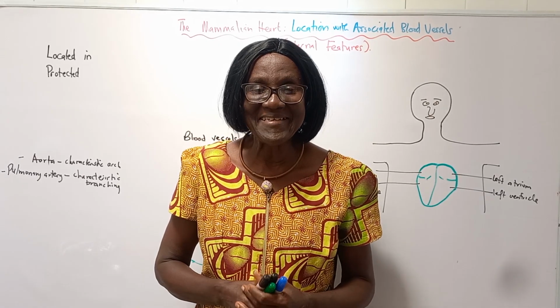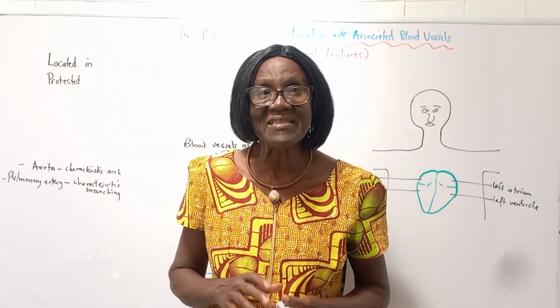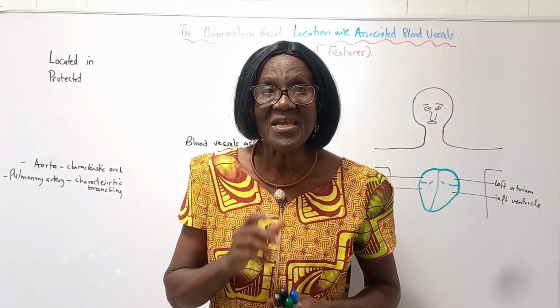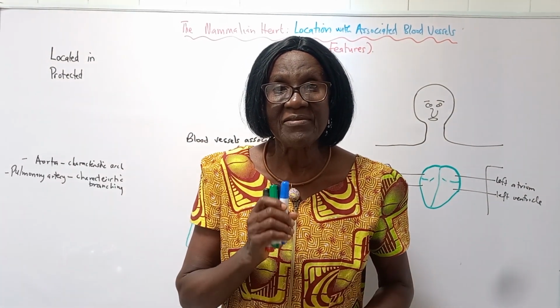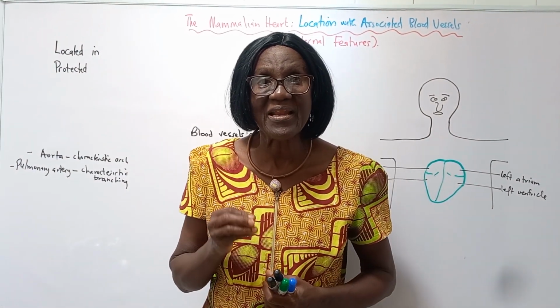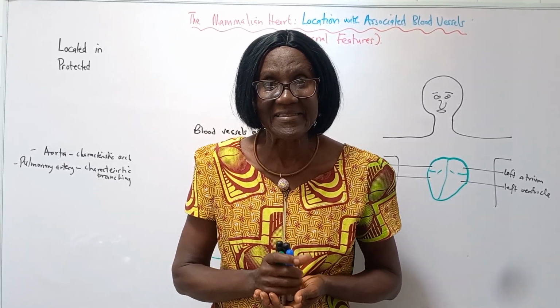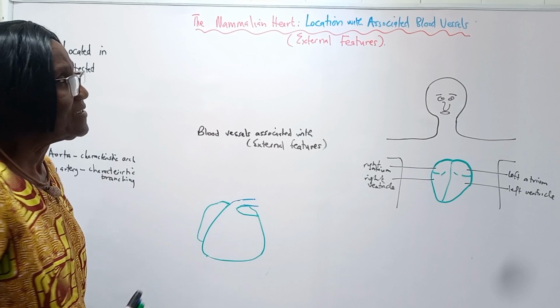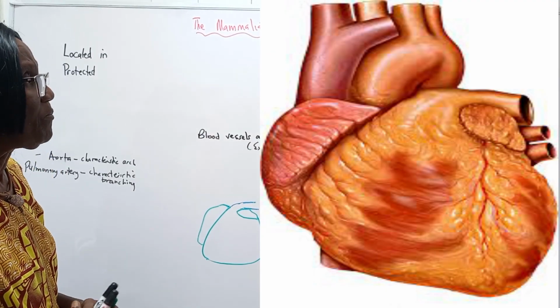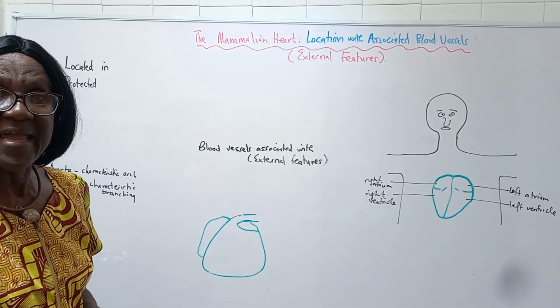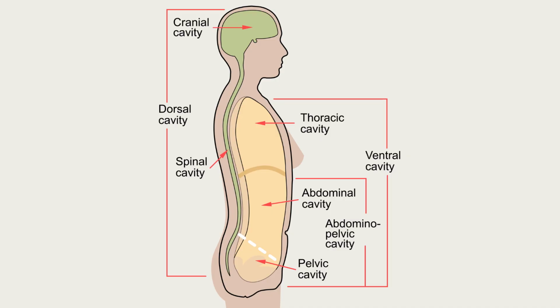Welcome to Biology Made Easy. Today we are looking at the mammalian heart, the external features. We are concerned with the ability to recognize the blood vessels that are associated with the heart. The mammalian heart is a muscular pump that pumps blood all over the body. Where is it located? Exactly in the thoracic cavity.